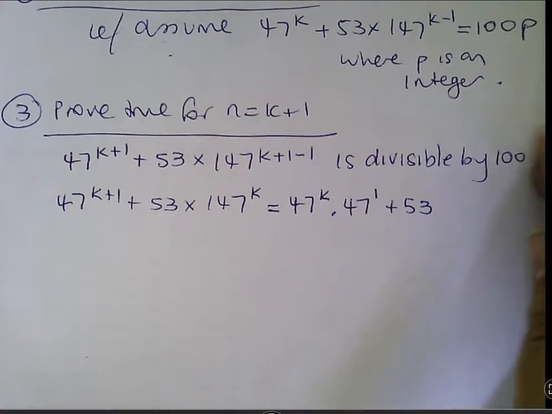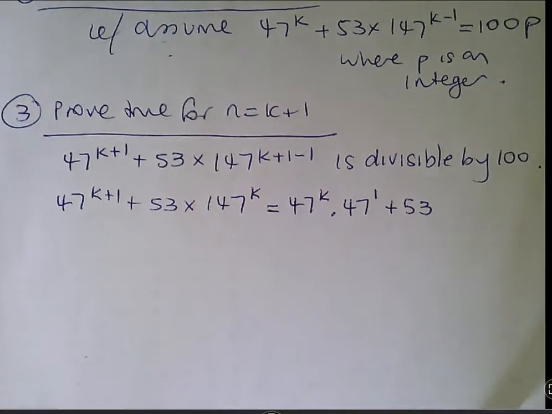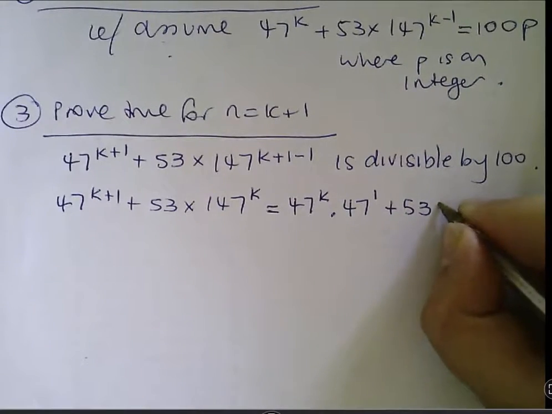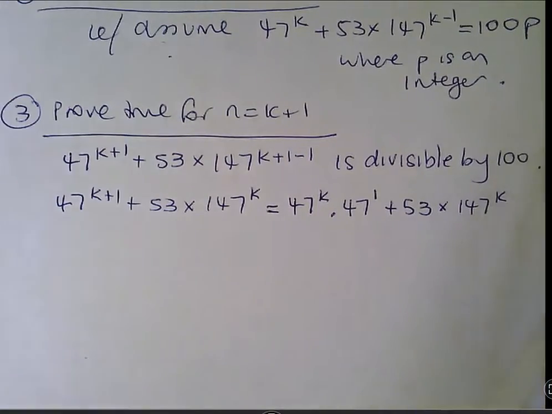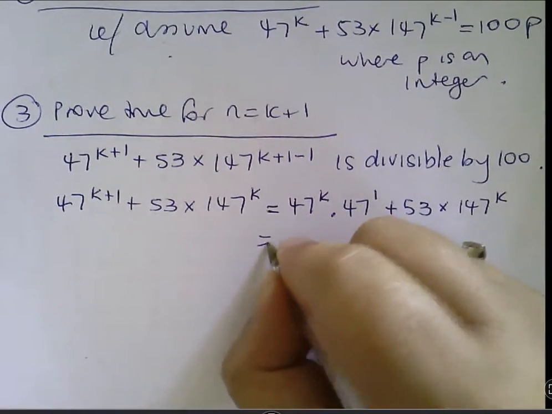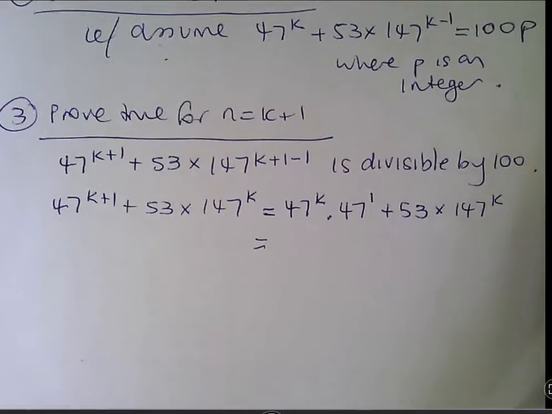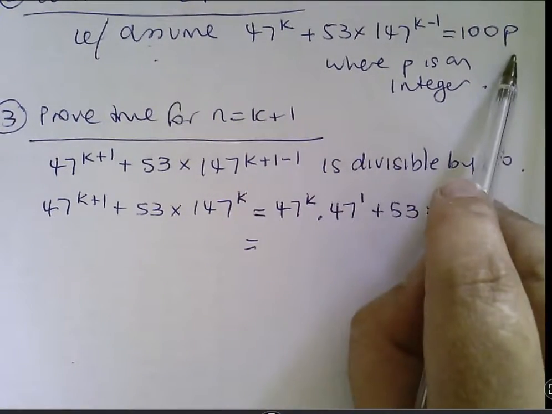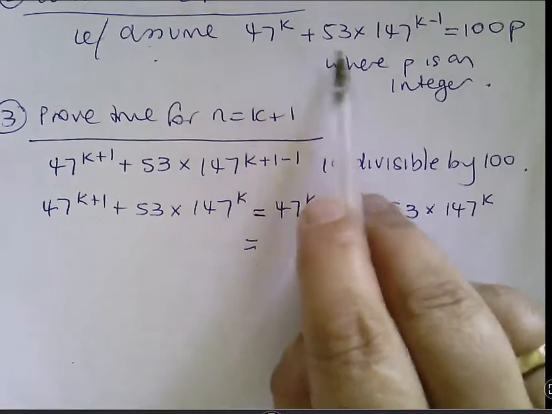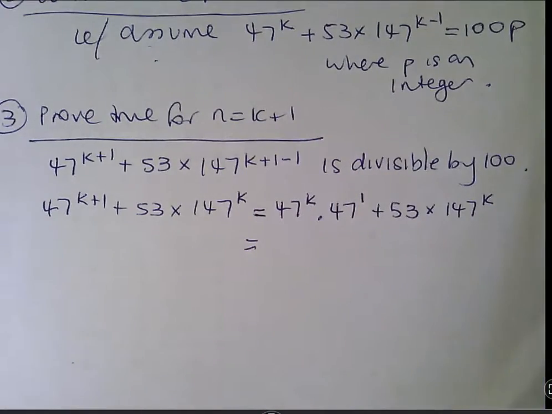Now, what's going to happen later is that we're not going to have like terms. Oh, we might. Let's just see. Plus 53 times 147 to the k. Are you going to make your substitution now or not? We're going to substitute from here, and it's going to be 100p minus 53 times 147 to the k minus 1. So let's do that.